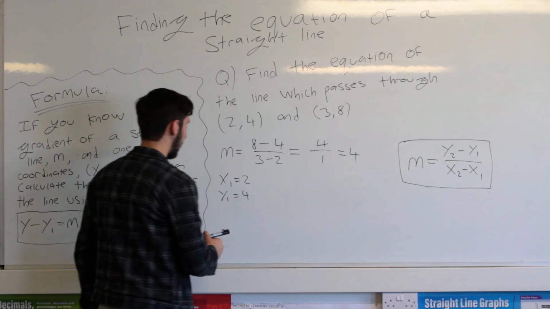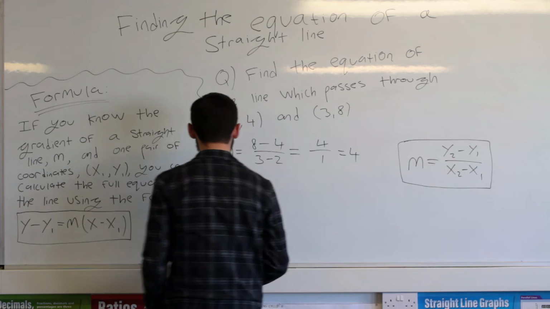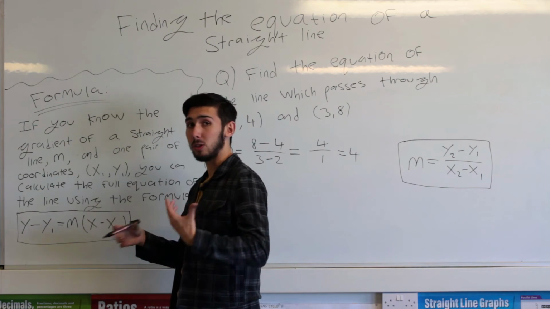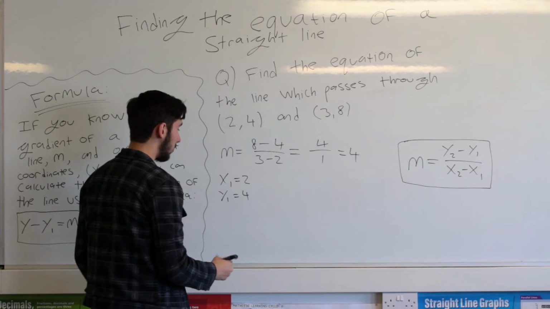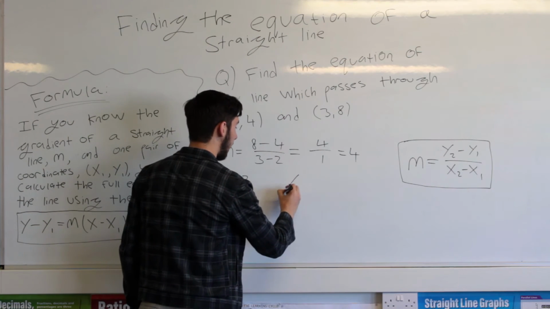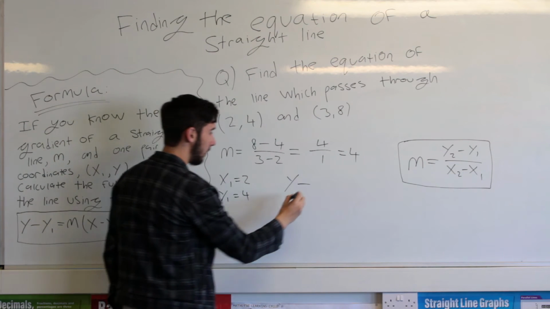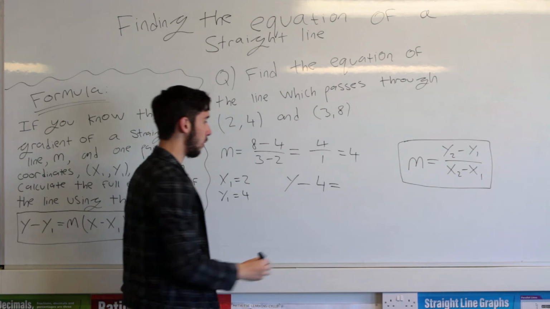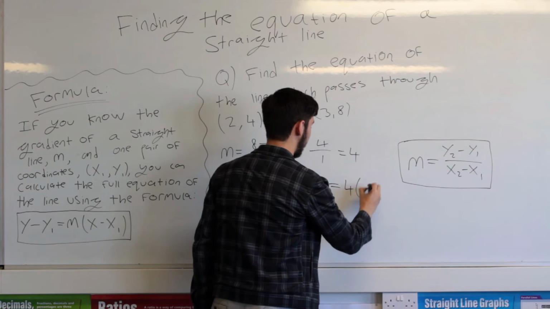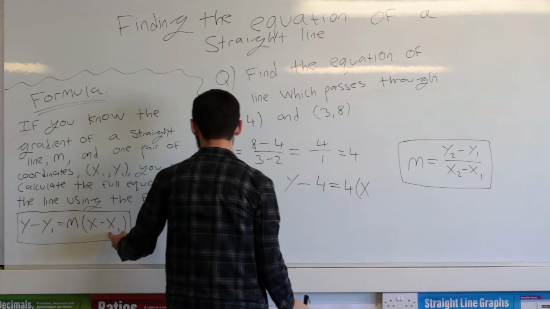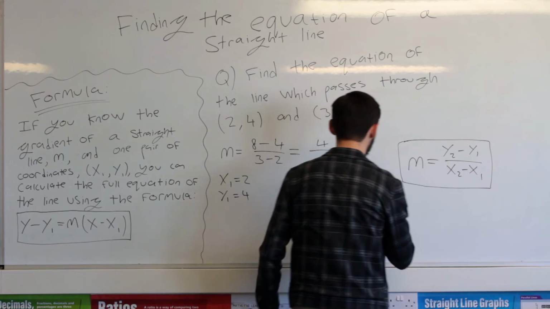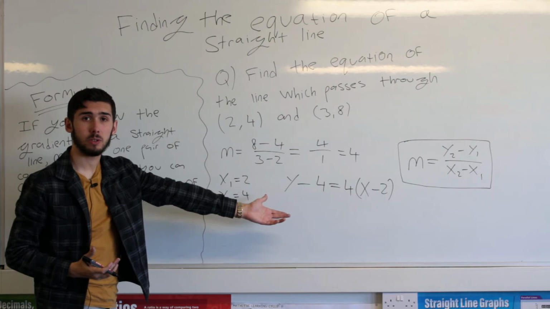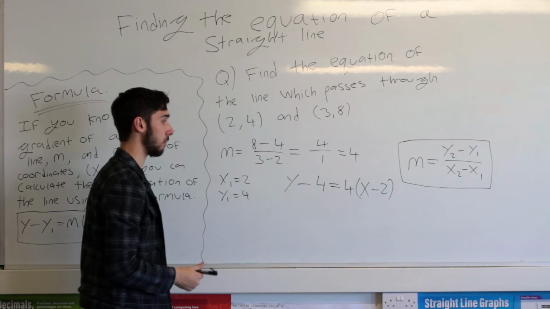It doesn't actually matter. So just using this formula, remember y and x don't mean anything. We just need y1 and x1. They are what we actually substitute in. So substituting into the formula, we're going to get y minus y1, which is 4, is going to equal m. M is also 4. X, that doesn't change, but x1 is 2. So x minus 2, just like that. Look at that. And then, guys, we just need to expand the bracket, simplify it, make y the subject.